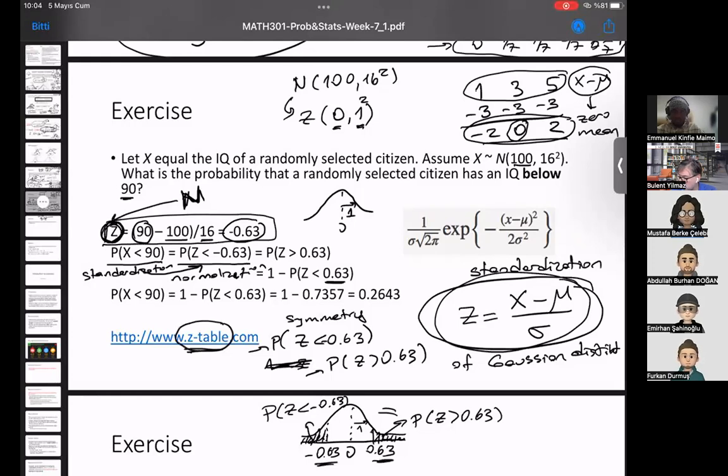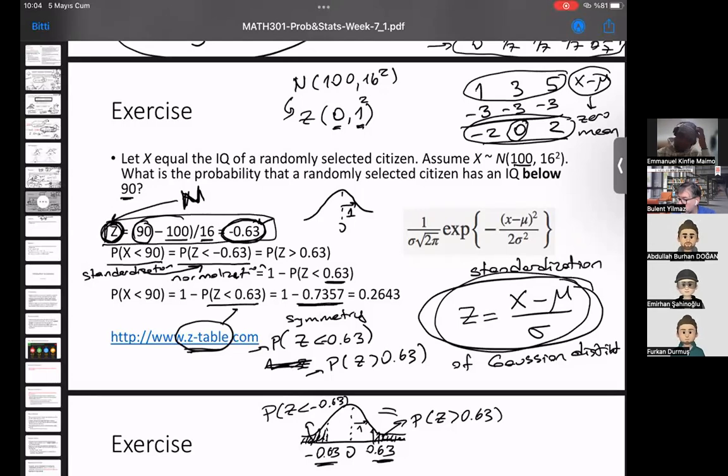Is that your question? How did I find this 0.7357, the probability of Z less than 0.63? Yes, I found it from the Z table. Let us do it if you want.